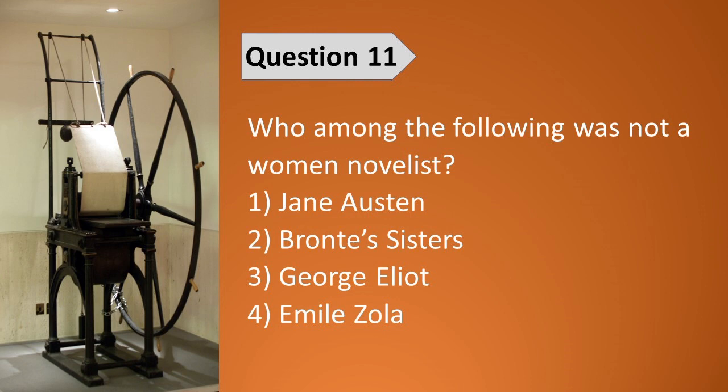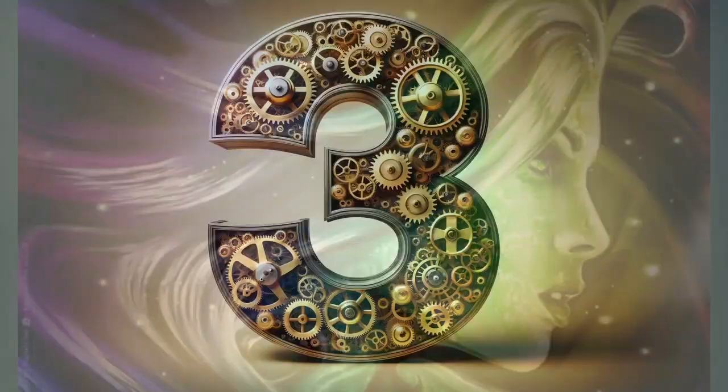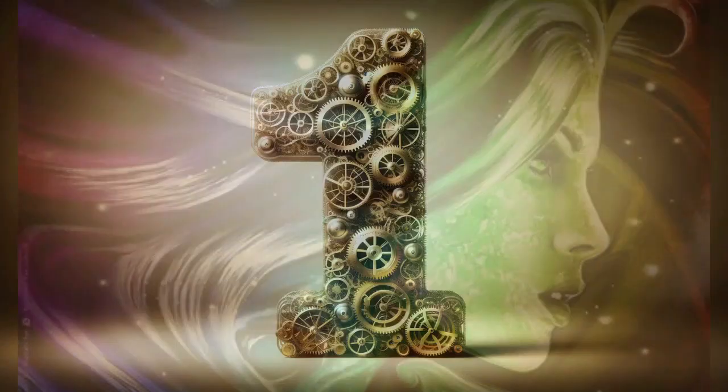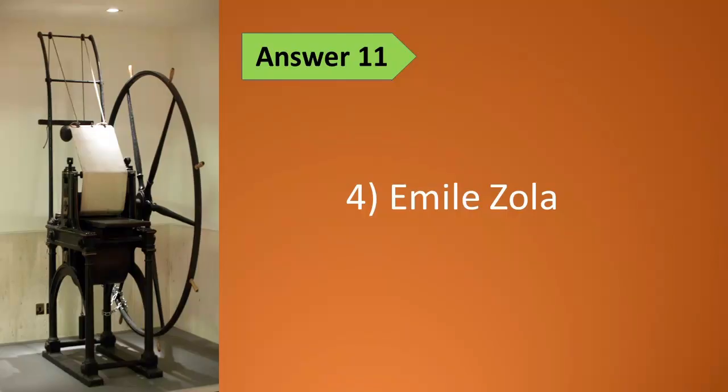Question number 11: Who among the following was not a woman novelist? Your first option is Jane Austen, second is Bronte Sisters, third is George Eliot, and fourth is Emile Zola. Answer to question number 11 is Emile Zola.